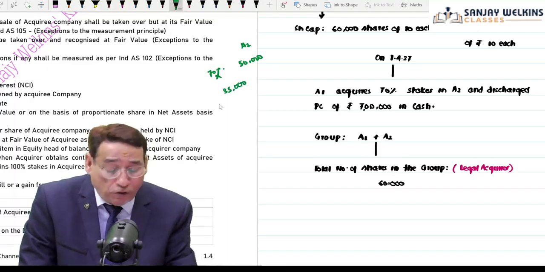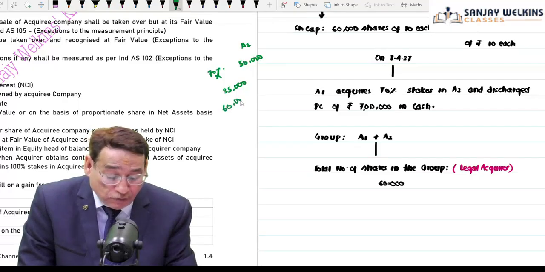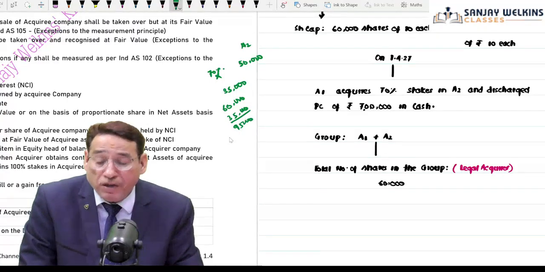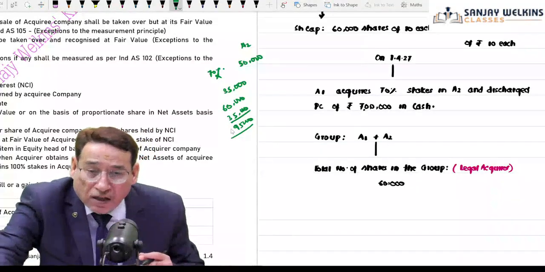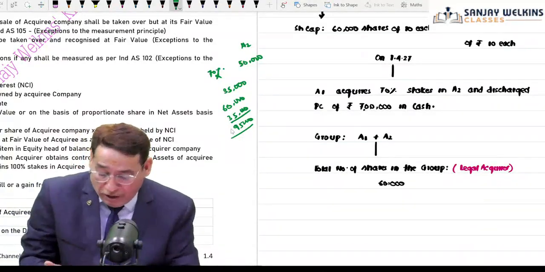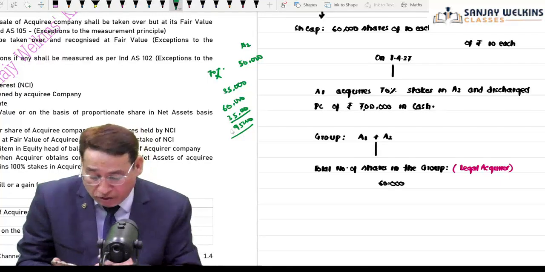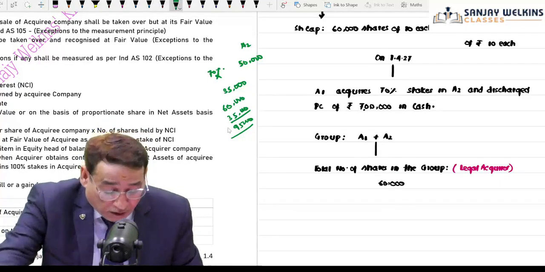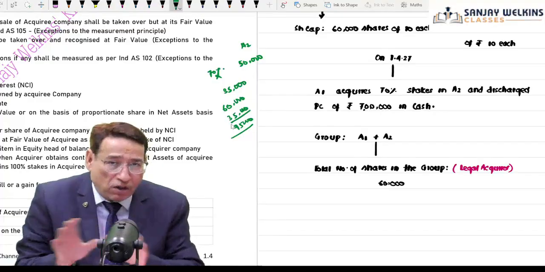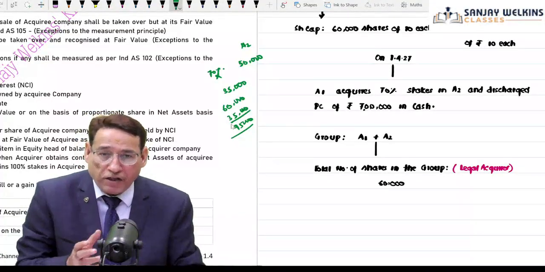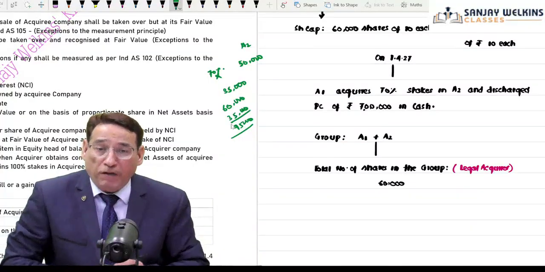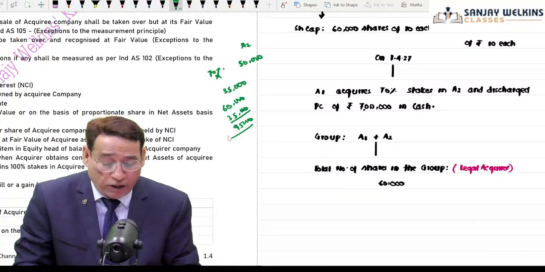Some of you may think we already have 60,000 shares and we have acquired 35,000 shares, so our total share capital is equal to 95,000. Some among you may think on such lines, and that's when it becomes a problem. I know what sort of doubt crops up in the mind of the student fraternity, and that's the benefit of nearly 4 decades of experience.